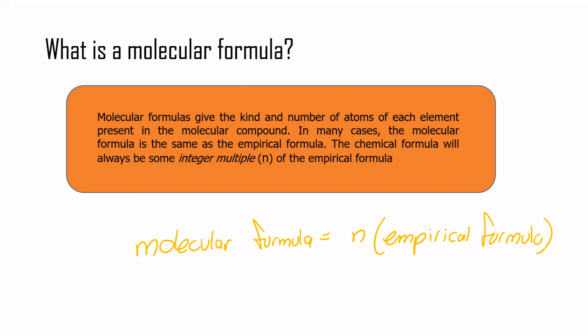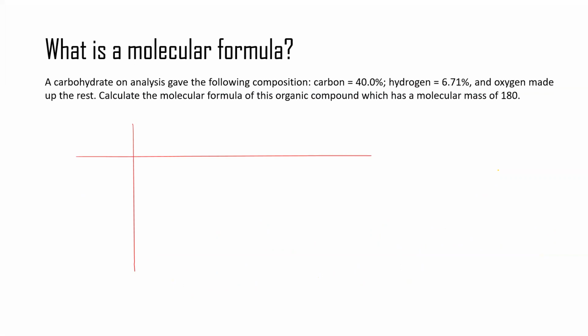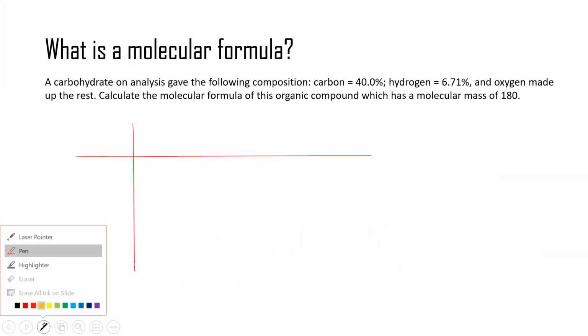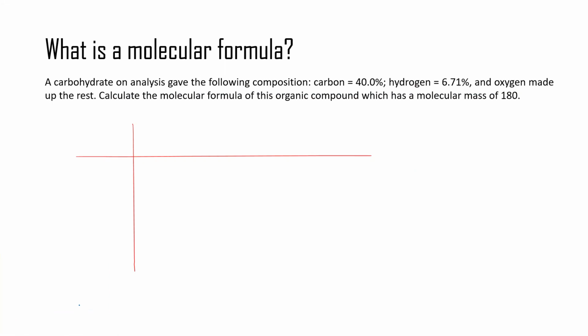Okay? So the molecular formula is equal to n times the empirical formula. For the example we had earlier on, for glucose, C6H12O6, we divided everything by 6, and that would be C6H12O6 equals 6 times CH2O. Okay, so let's work out this question. A bit of a tip: always start by finding the mass of the unknown.